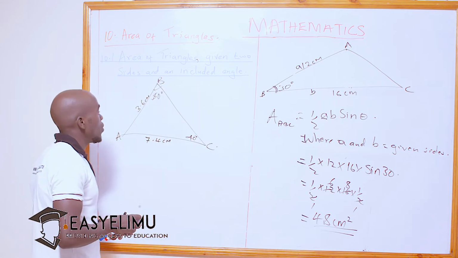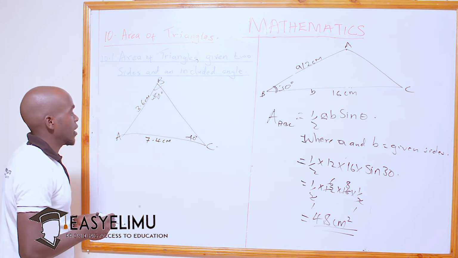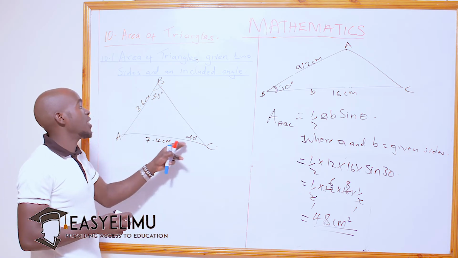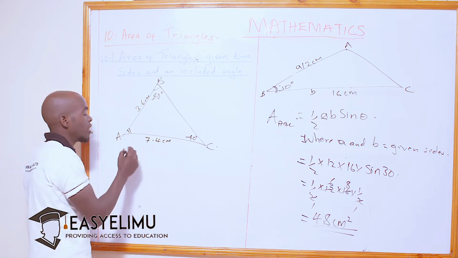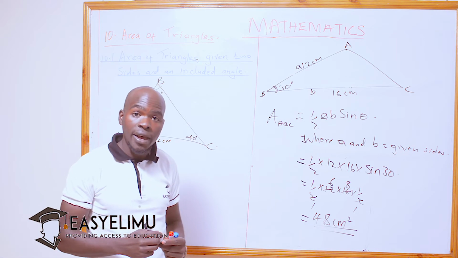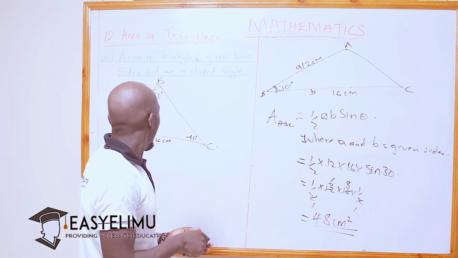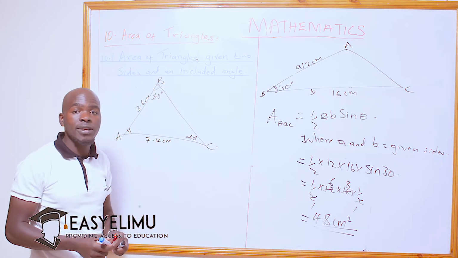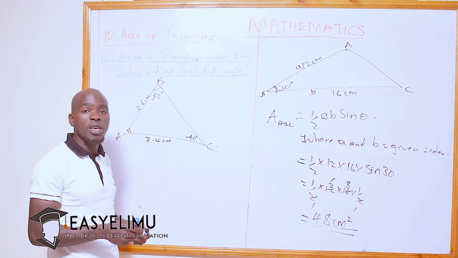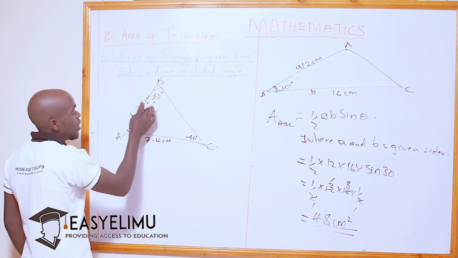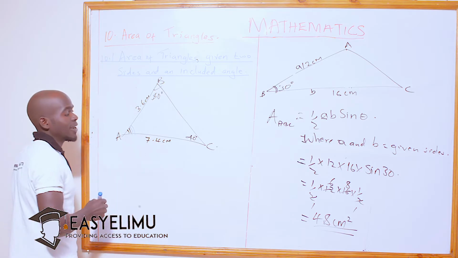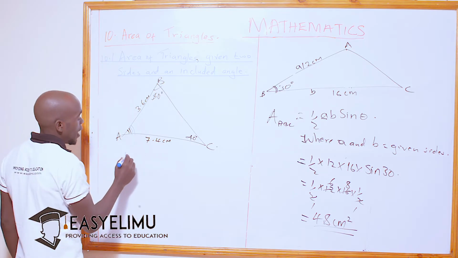Since here we don't have the height, and as you can see, these measurements are different, firstly you will be required to find the angle that the two given sides enclose. For this case, you shall now find this angle. That's the first hint, and that one I will help you.